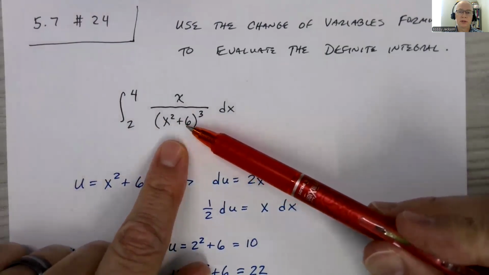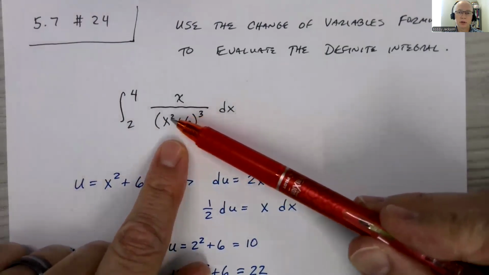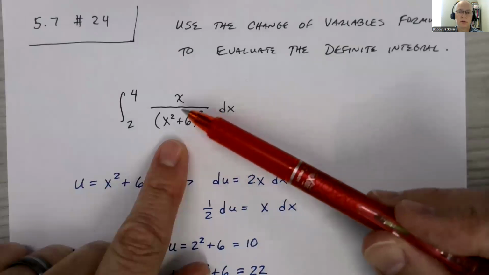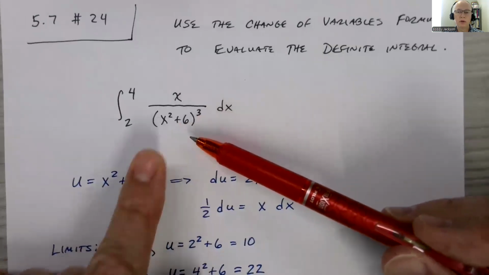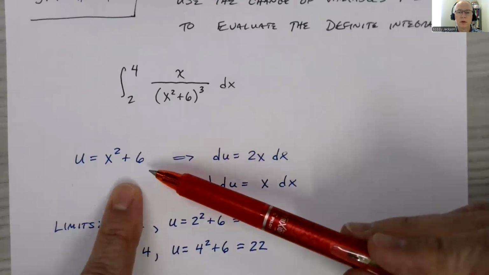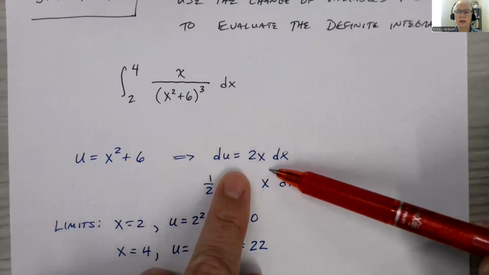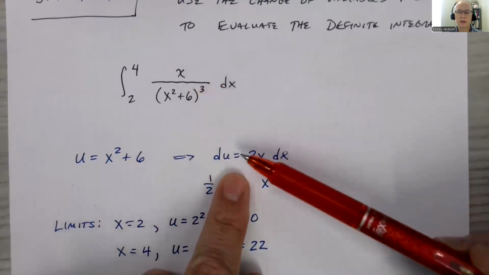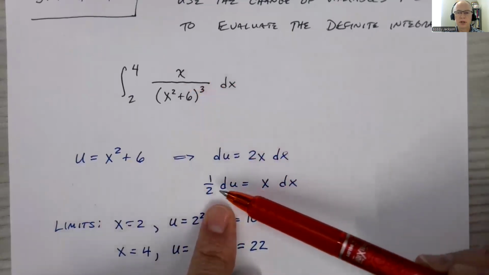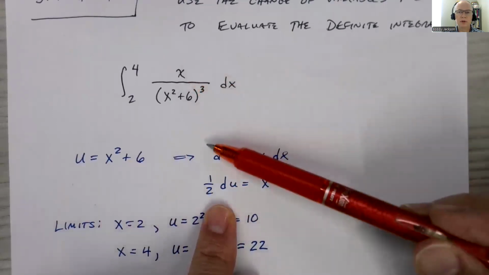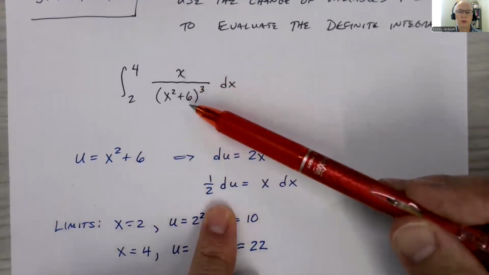Well, we see x squared plus 6 inside the cubing function, or really 1 over u to the third, or u to the negative third power. So I'm going to choose my u to be x squared plus 6. The derivative of x squared plus 6 is 2x, so du is 2x dx. I see I have an x dx. I'm going to balance that out by multiplying both sides by 1/2. So my x dx is 1/2 du. I'll have 1 over u cubed.